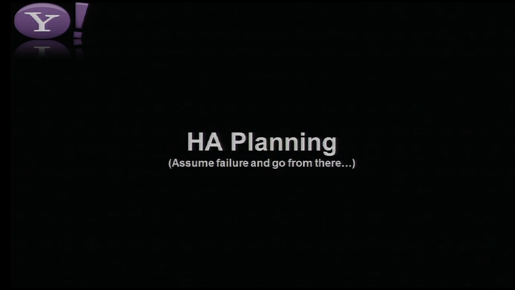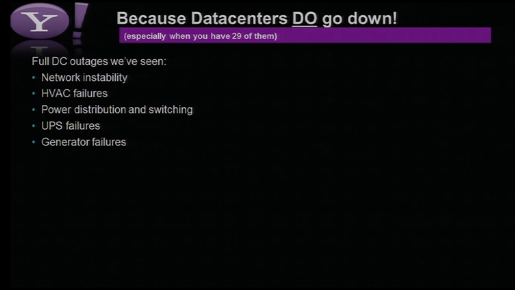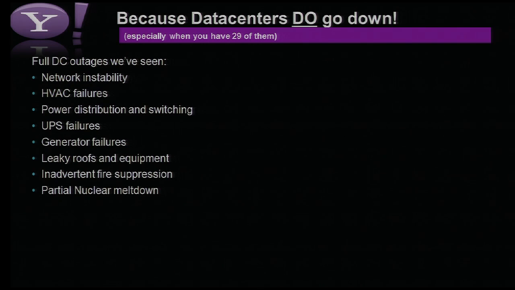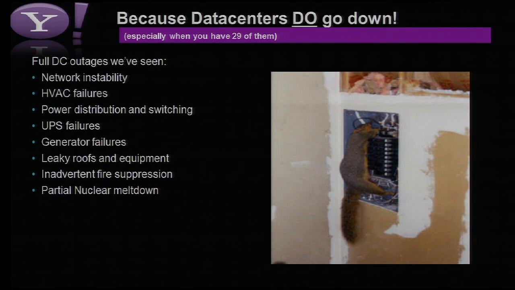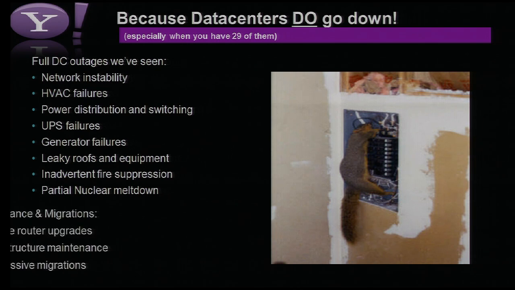So at Yahoo, we do HA planning. We assume things will fail, and we go from there. Why? Because data centers do go down, especially when you're in 29 of them. Things we've seen at Yahoo include network instability, HVAC failures, power distribution and switching, UPS failures, generator failures, leaky roofs and equipment, inadvertent fire suppression, believe it or not, partial nuclear meltdown, and of course, frying squirrels. A frying squirrel did take out half of our Santa Clara data center 2 years back.